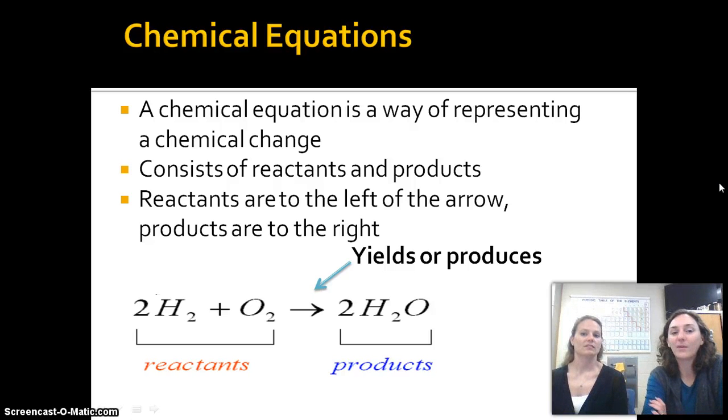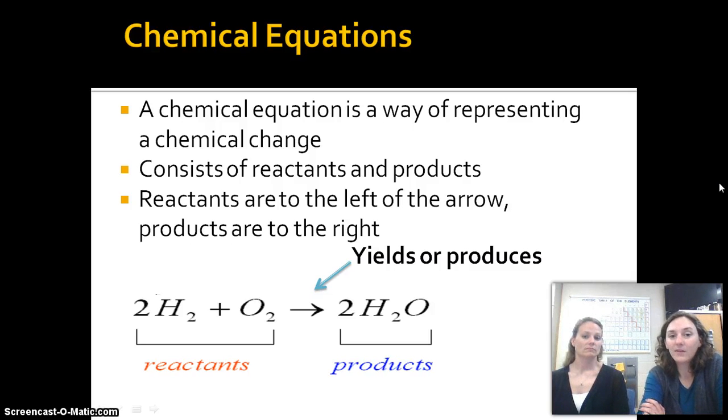This is a way of representing a chemical change. So if you add two acids together and you get a salt and water at the end, that's a chemical equation. It's a chemical change that's happening, so you need to represent it with an equation so that other chemists can come by and recreate it. Okay. Chemical equations consist of reactants and products. You should have heard of those terms before.